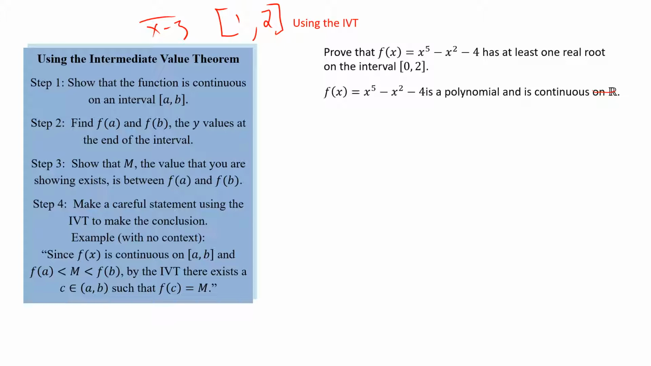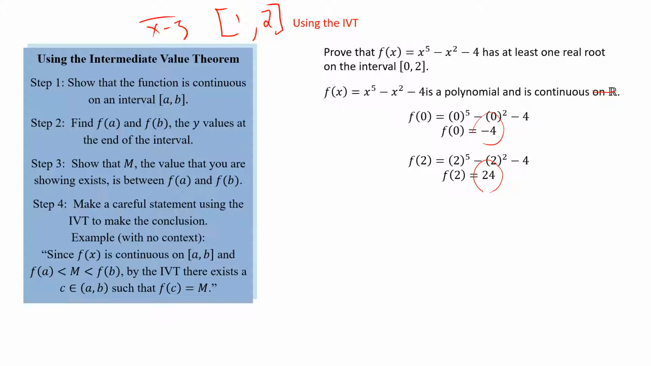Next, we're going to plug in the endpoints to find our y values. So f of 0, plug in 0, we get negative 4. f of 2, plug in 2, we get 24. We just need to show that there's at least one real root. If you forgot, a root is when it's going to equal 0. Well, what is 0 in between? It's in between a negative number and a positive number. A lot of times, we're going to be looking for 0. And so you just need to know that one of them is negative, one of them is positive. It doesn't even matter exactly what the number is, as long as you know whether it's negative or positive.